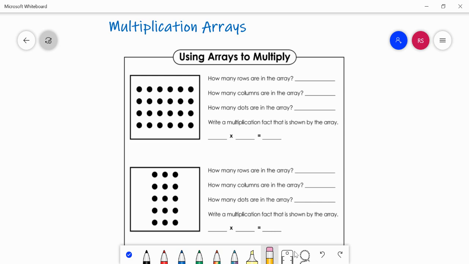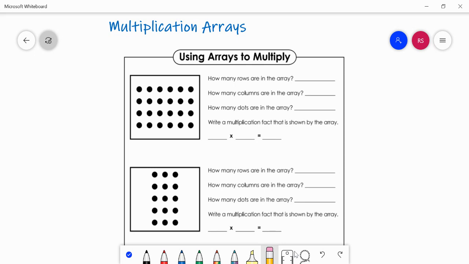Can multiply two numbers together using arrays. So we're going to be using arrays today to help us figure out what our multiplication problem is and how to solve for it. So you have definitely seen arrays before, you've worked with them before. Arrays are just a representation of numbers.